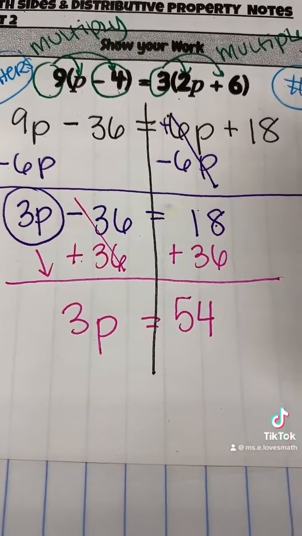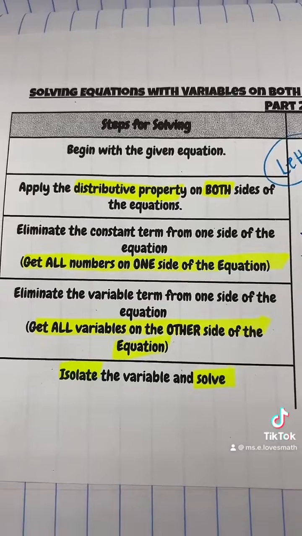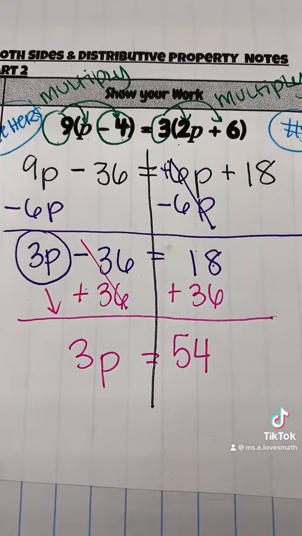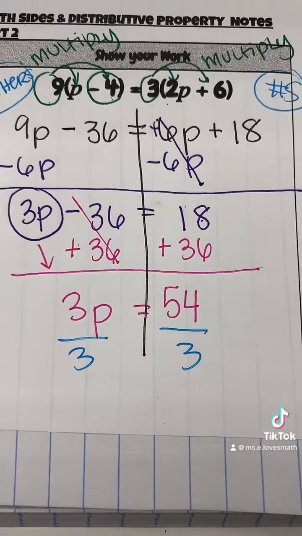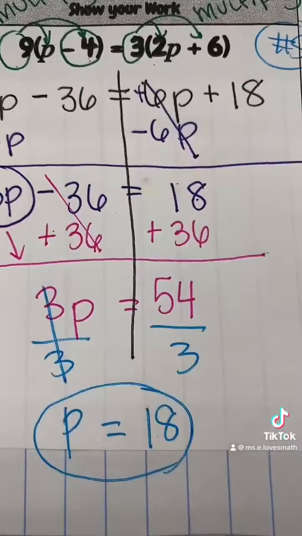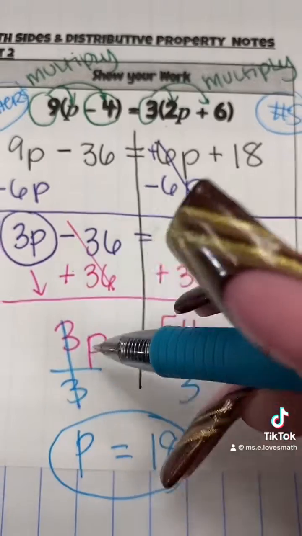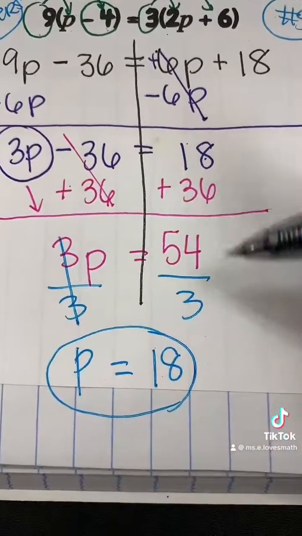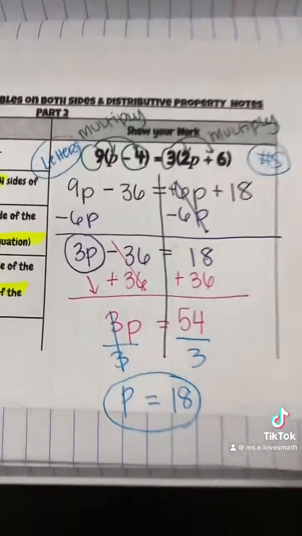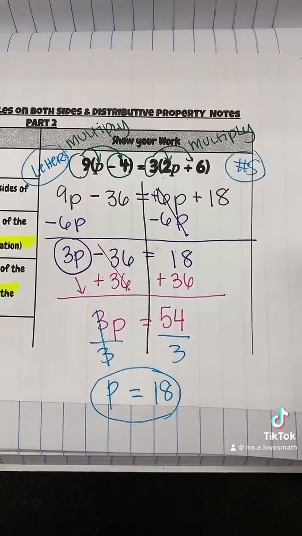3p equals 54. The last step is to isolate the variable and solve. Since p is being multiplied by 3, the inverse is to divide by 3. 3 divided by 3 cancels out. We have p. 54 divided by 3 is 18. So our final answer is p equals 18.